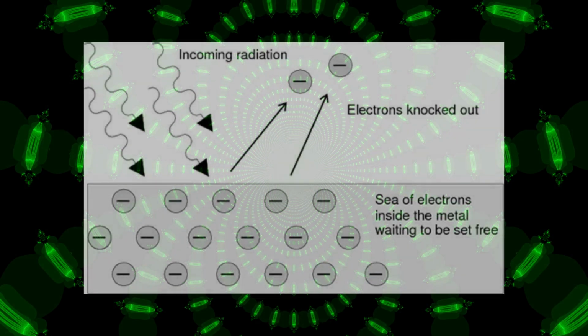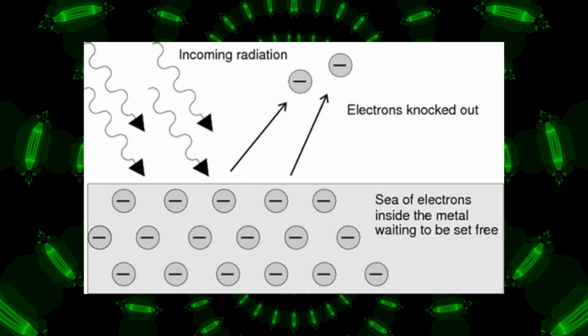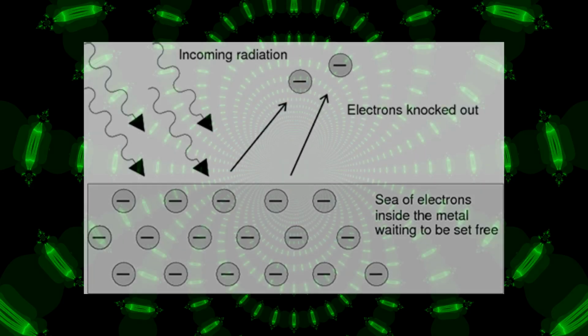Having been first observed in 1887 by Heinrich Hertz, the photoelectric effect is the emission of electrons when a material is struck by light. It took until 1905 for Albert Einstein to publish his explanation of the effect, which after some thorough peer review led to him winning the 1921 Nobel Prize in Physics.